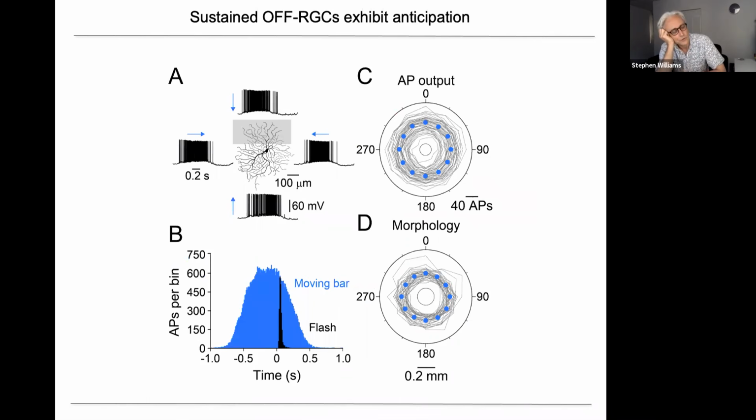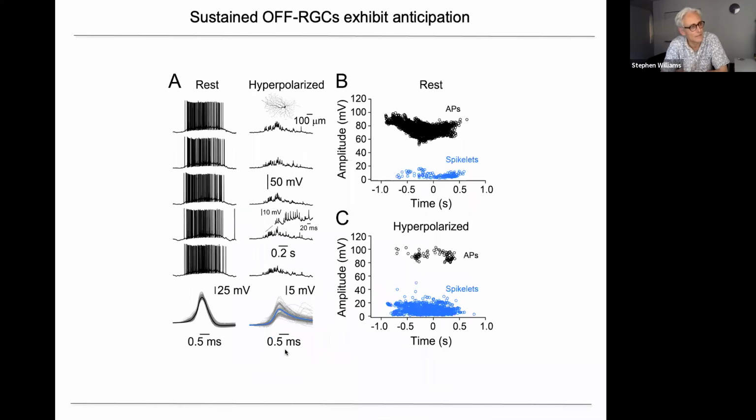In contrast to on DS cells, off alpha ganglion cells are not directionally tuned. They show very robust patterns of action potential output to moving light bars, basically projected in any direction across their receptive field. So they have this very circular pattern of action potential output as light stimuli are moved in different directions. They also do exactly what Markus Meister demonstrated. They show this anticipatory behavior relative to a flash stimulus. So how is that implemented?